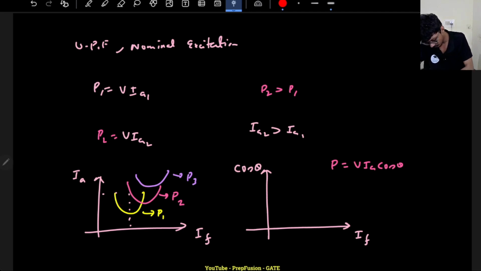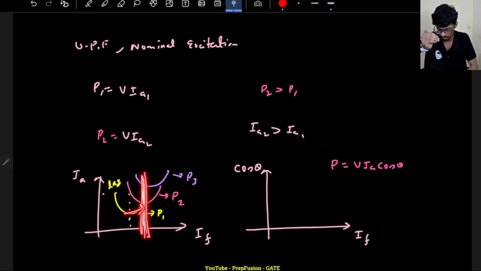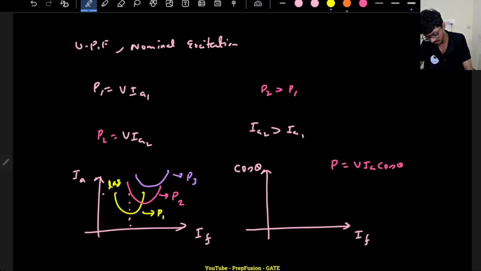So what is happening? At the same excitation point, it starts from initially lagging, then leading. The nominal excitation point has now shifted to the right hand side. So I need to provide extra excitation to reach the nominal excitation for the P2 graph. Previously, for the same IF current, I am in the nominal zone in the P1 graph, but in P2, I am in the lagging zone. So basically, the graph for the cos phi is something like this.